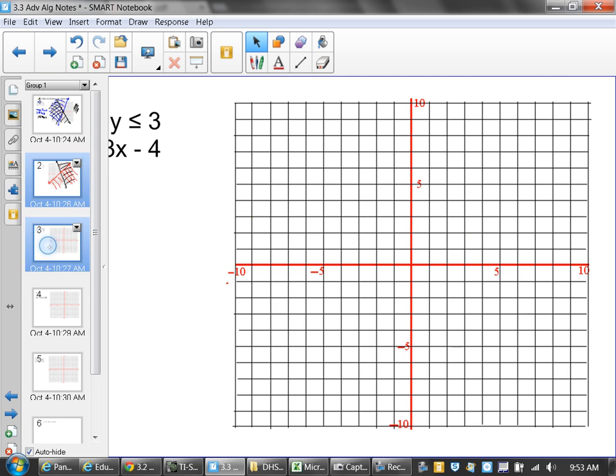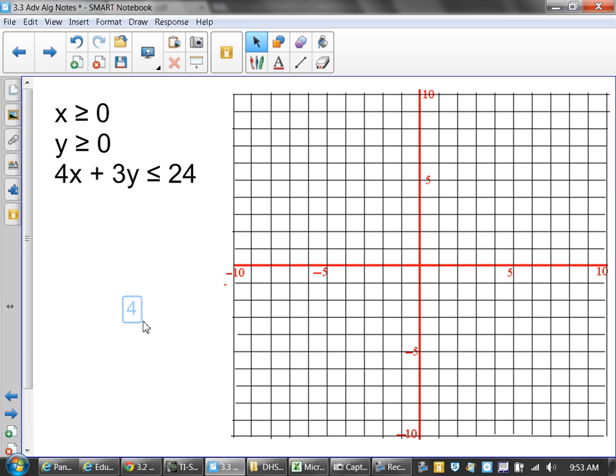There's some constraints. There's 3 of them. X is greater than or equal to 0. Y is greater than or equal to 0. 4x plus 3y is less than or equal to 24.